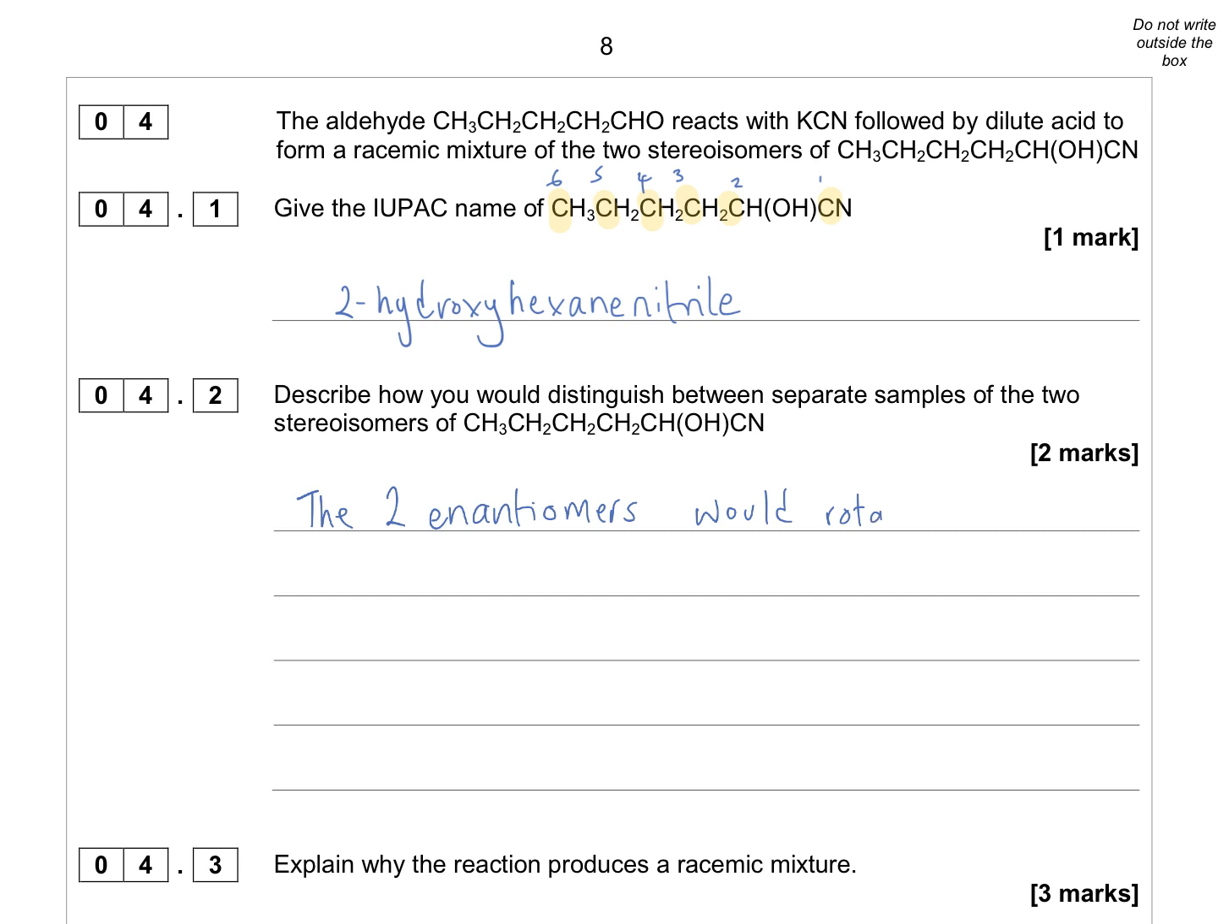How would you distinguish between the 2 separate samples of the stereoisomers? So remember, enantiomers are optically active. They rotate the plane of polarised light in opposite directions. So you could check in a polarimeter what the plane of polarised light was, and the 2 enantiomers would rotate it in opposite directions, which is all you need to put for the 2 marks.